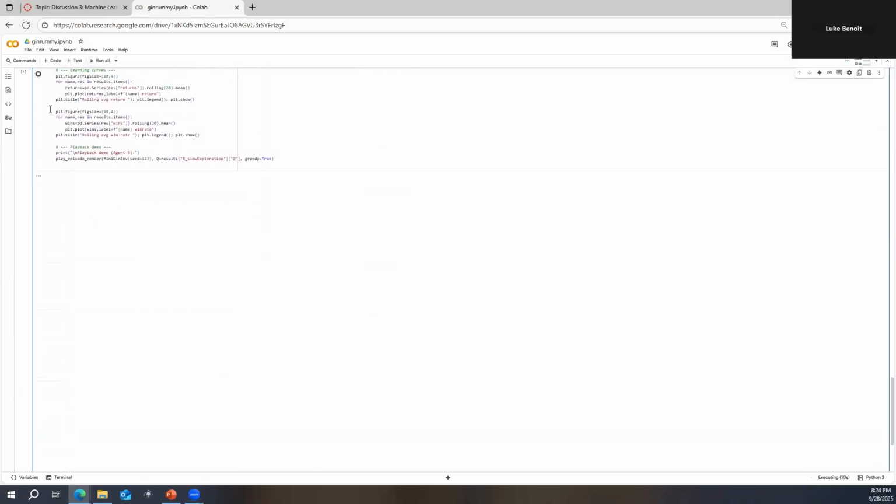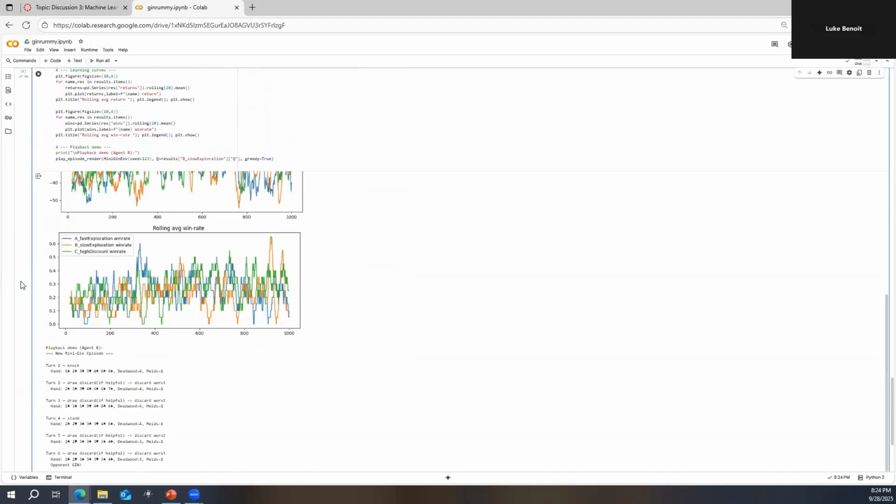And again, 1,000 episodes, of course, does take a little bit longer, but you can see that we get our model out, and then we can see our results from a simulation.